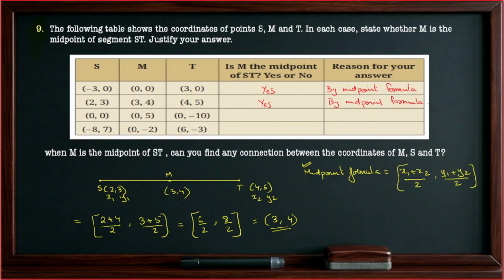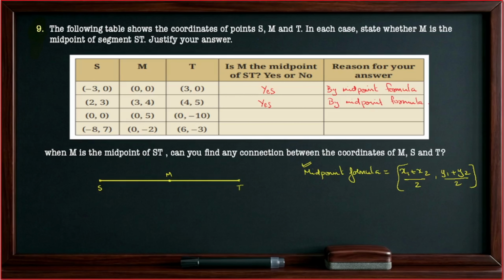Now let us do the third part. The third one, the S coordinate is given as 0, comma 0, the midpoint 0, comma 5, and T 0, comma minus 10. Now let us check whether the midpoint is correct or not. Okay, using the midpoint formula. And here this is x1, y1, x2, y2.